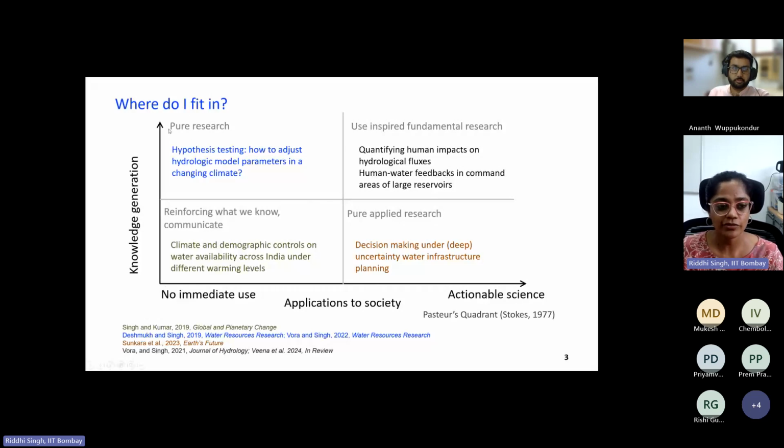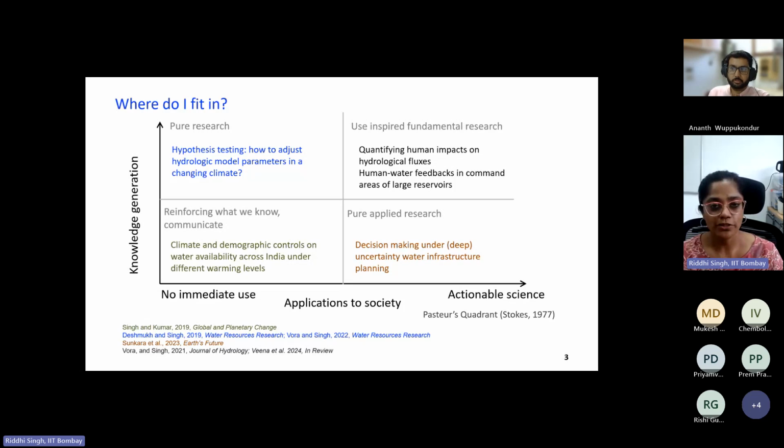When you're doing pure research on the top left, you are answering questions which are more for the understanding of the phenomena, but you may not directly see their use in terms of management or policy making. Whereas when you are on the top right side, you are doing research which is directly linked to some policy relevant questions. So use-inspired fundamental research. And the bottom right is pure applied research, where you have questions which are very actionable in nature, but they may not have a lot of science component in them.